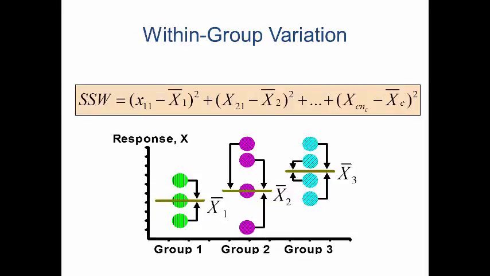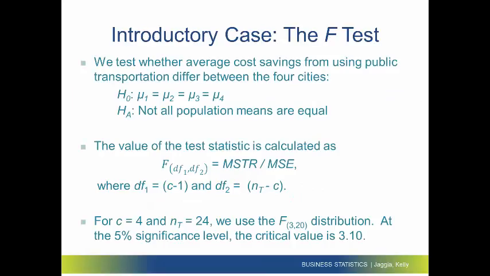So now here we are calculating the within group variation, SSW. You can see that each data point is subtracted from its sample mean, and then the values are squared, and lastly the values are added together. This final figure, SSW, sum of squares within, tells us the variation within the groups.